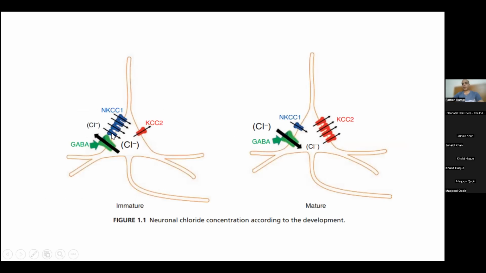This is a typical GABA receptor, as you see. Usually in the immature brain, the chloride is coming in through NKCC1, the sodium-potassium-2-chloride cotransporter. So more chloride accumulates inside, and through the GABA receptor it goes out. But in a mature brain, if you see the arrow through the GABA receptor, more chloride is coming in. Whereas in the immature brain, this is the paradoxical excitation through the GABA receptor, which is very, very important. And by 3 or 4 months of age, it changes into completely mature GABA receptors.